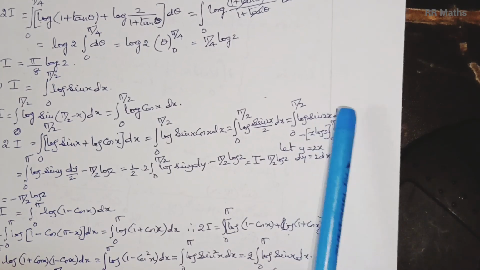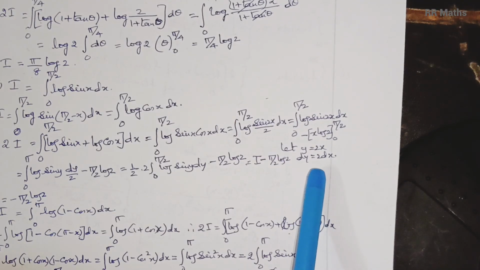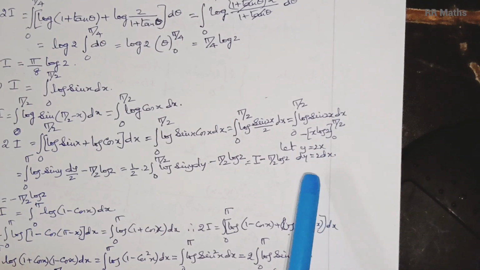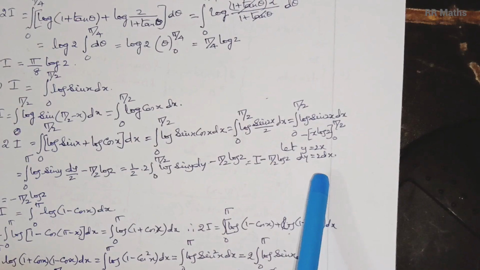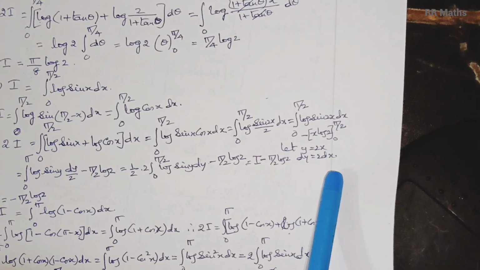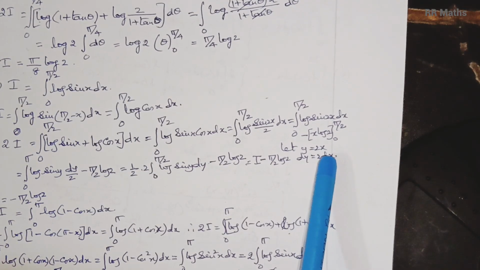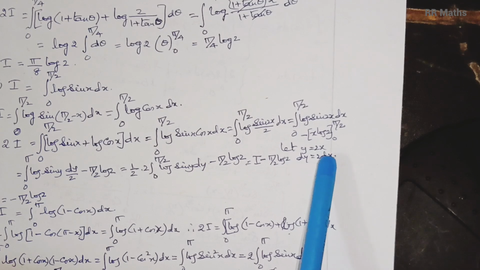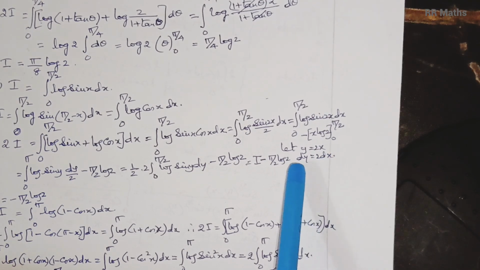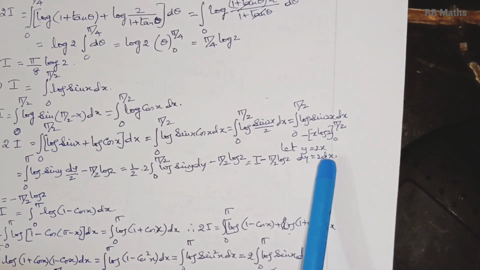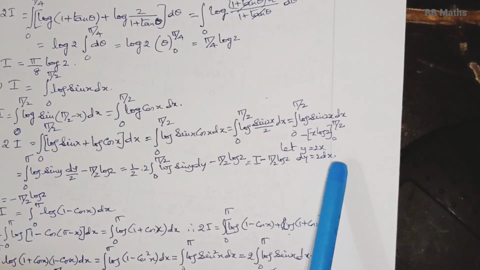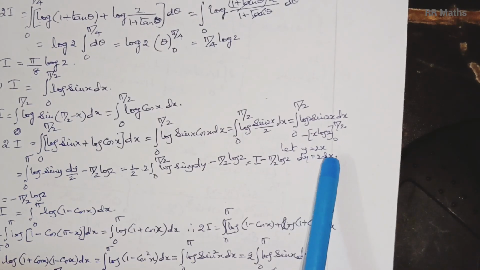Now this 2x, I will make a small substitution. y is equal to 2x, so dy is equal to 2 dx. Now limits have to be changed. So when x is 0, y is 0. When x is pi by 2, y is actually 2x, so you're substituting x is pi by 2. So 2 and 2 cancel to give you y is equal to pi.